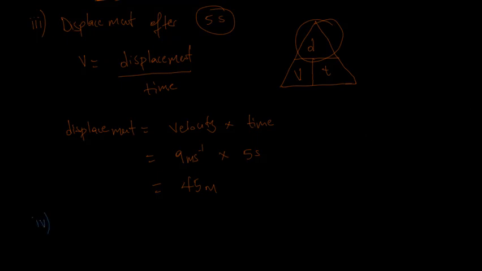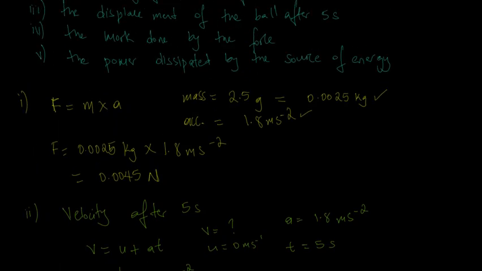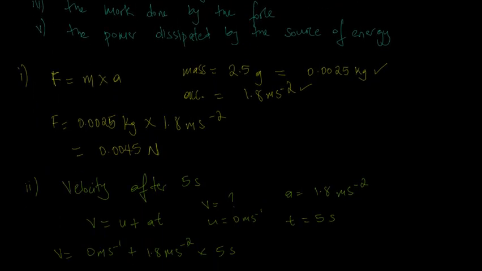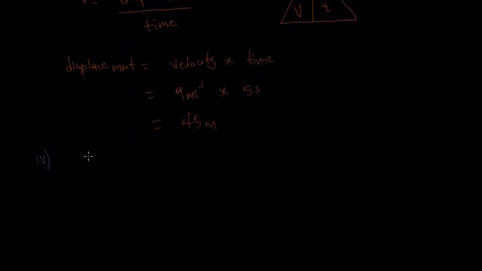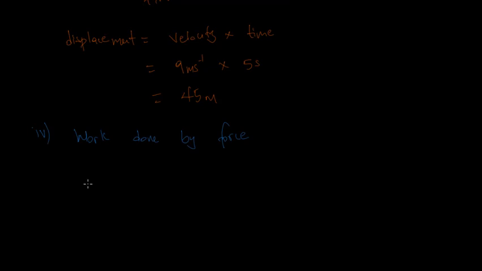Alright, so in part 4, we're asked to find the work done by the force. So let me just write work done. If you can remember, our formula for work is work is equal to force multiplied by distance moved in the direction of the force. So we write work is equal to force times distance.